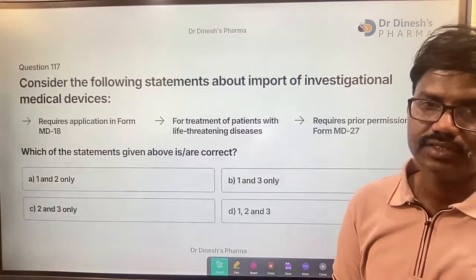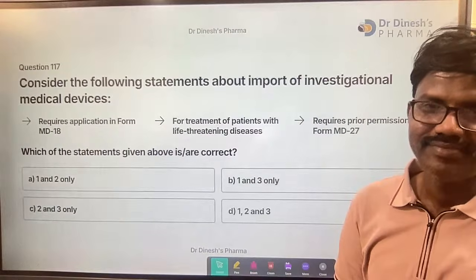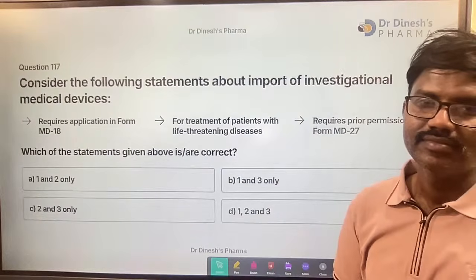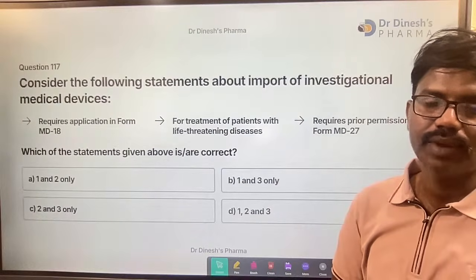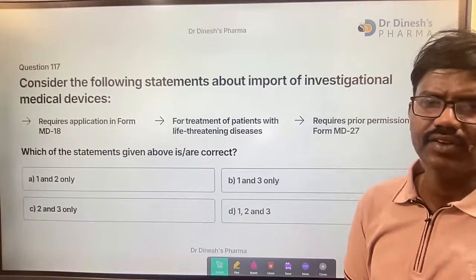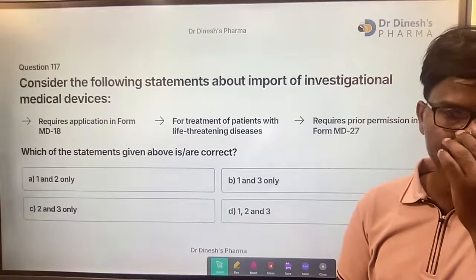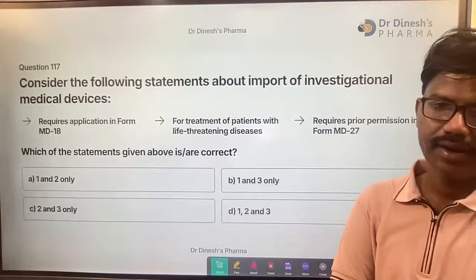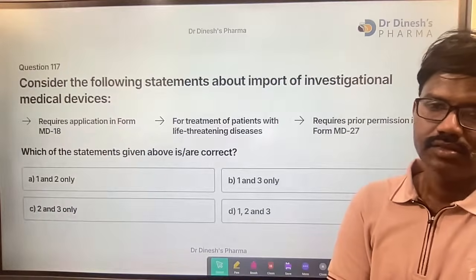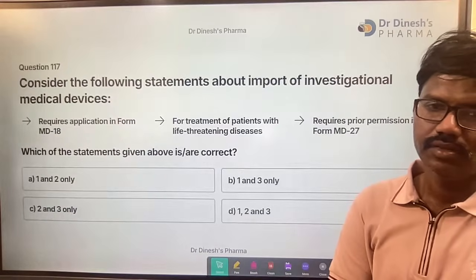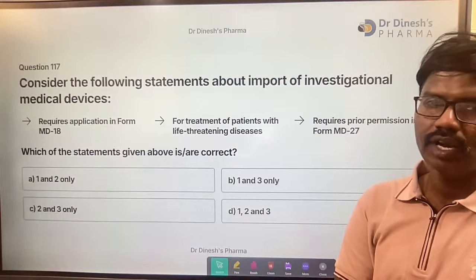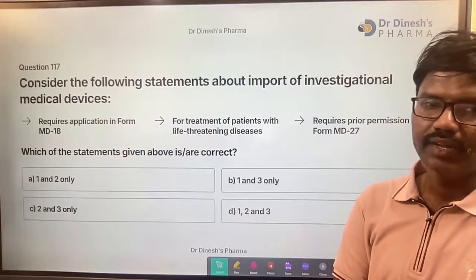Yeah, what about others? Rahul. Everybody should respond. Pose your answers. See, I am encouraging all of you to pose your answers. If it becomes wrong, you will remember. Okay, import of investigational medical devices.